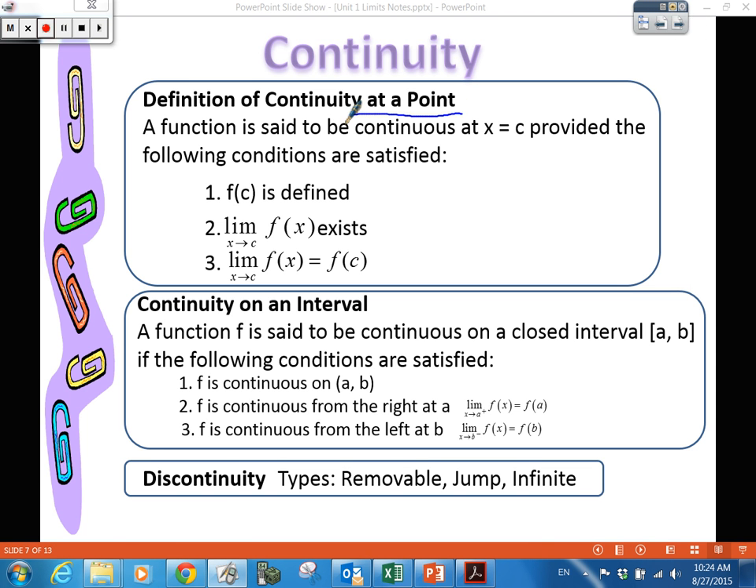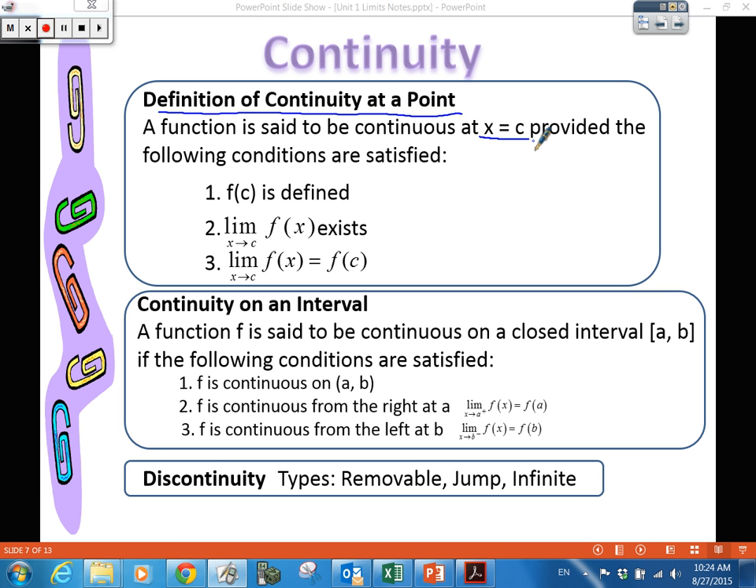You will see this in different kinds of contexts on the AP exam, so it's pretty important that we really understand what it means. A function is said to be continuous at x equals c, so at one location, provided that these following three conditions exist.